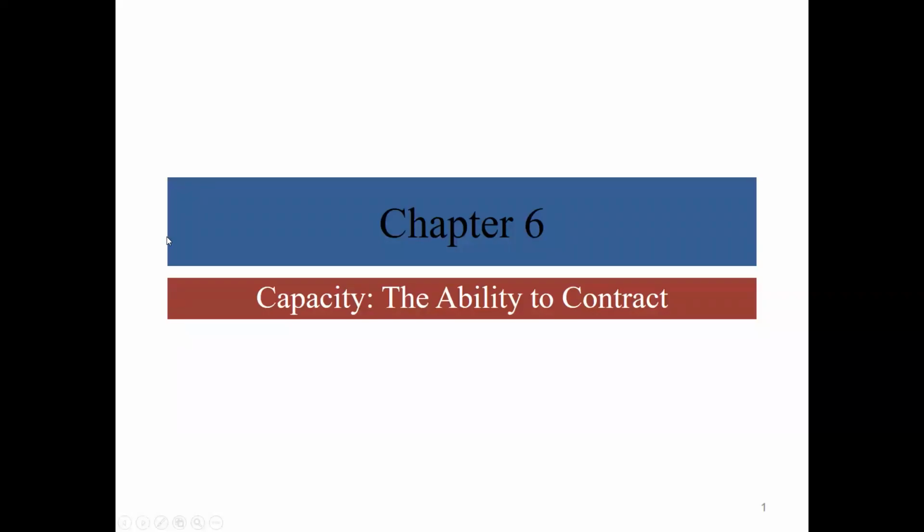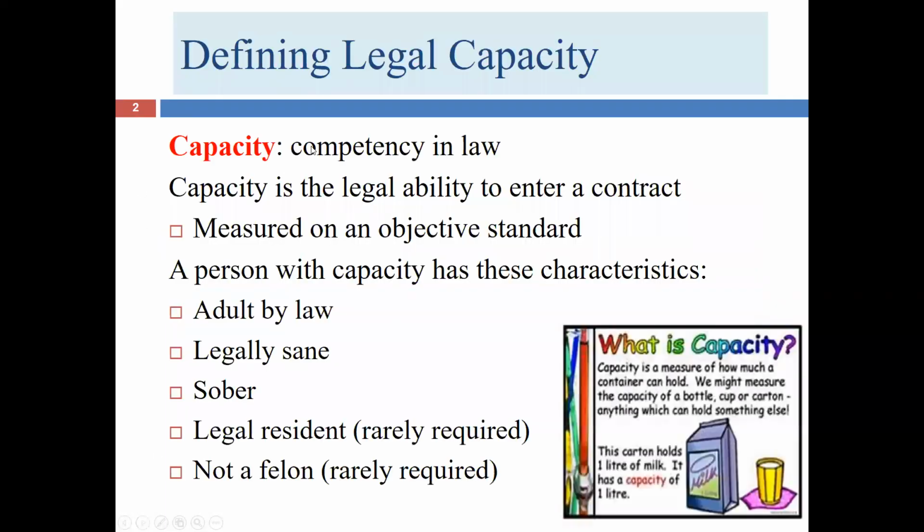Welcome to our second lecture covering Chapter 6, which is, of course, the chapter in which we talk about capacity to contract. We've already discussed the definition, and we've discussed the 5 categories that can affect somebody's capacity to enter into a contract. During our first lecture, we covered the first 2 of these. We covered the need to be an adult, meaning over the age of 18 in Texas, and the need to be legally sane.